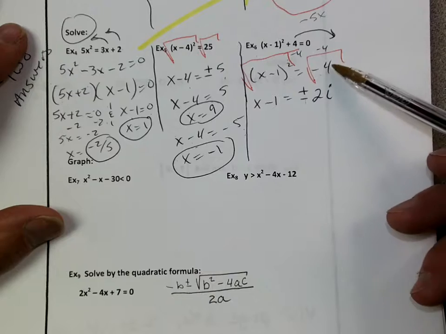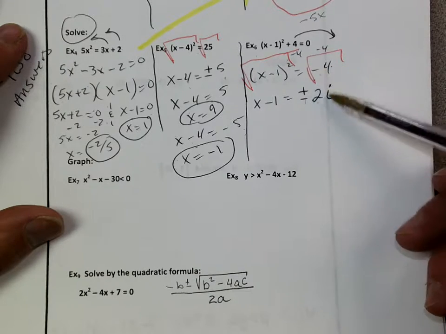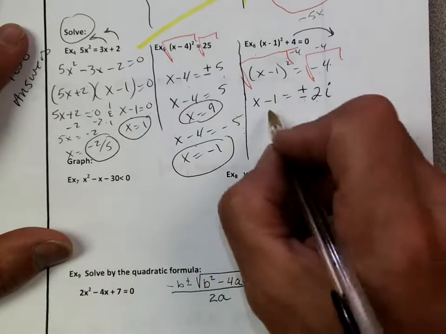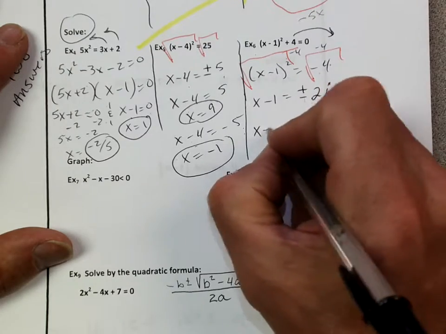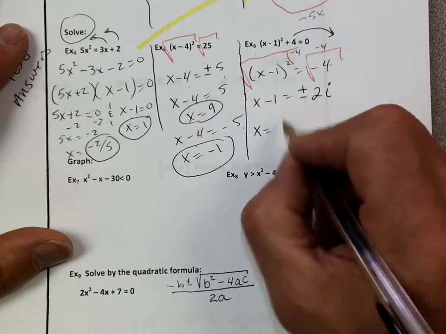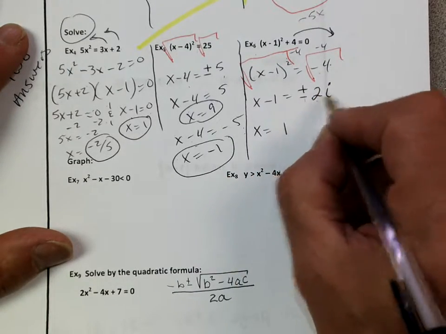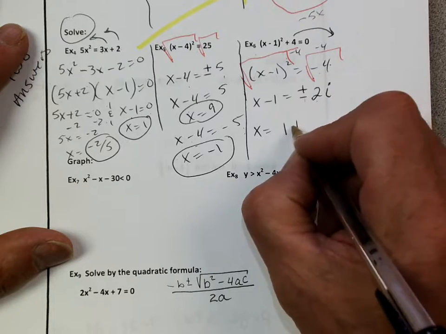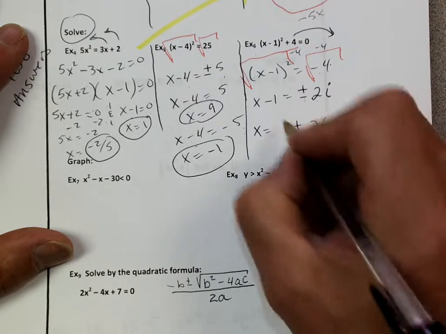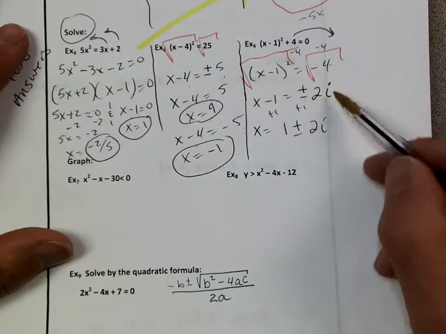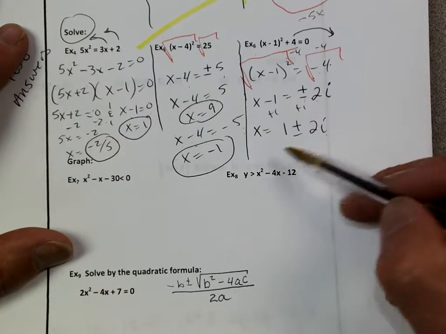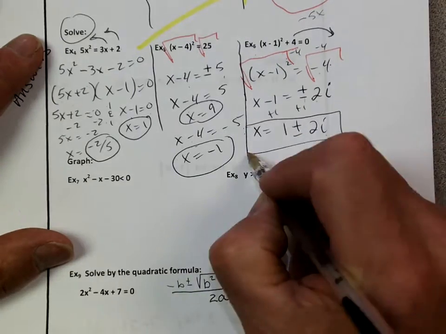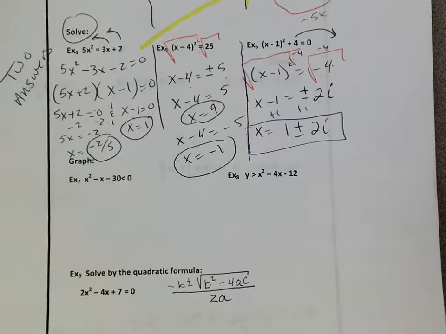The i comes from the fact that the square root of 4 is 2, and then I just get the i. Next step, plus 1, I just add 1. You can't really add 1 to an i, because that's an imaginary number, and 1 is real, so it's just 1 plus or minus 2i. You cannot add those. That's imaginary, that's real. There's my two answers right there. It is two answers.